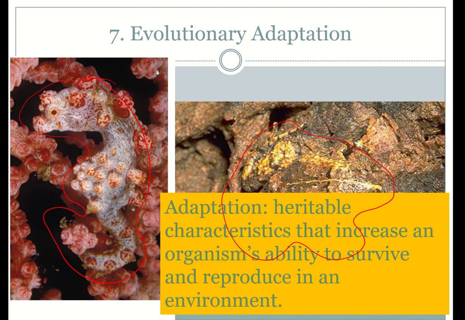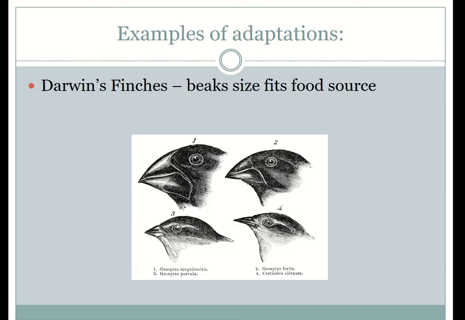So let's define what an adaptation is. An adaptation is any type of characteristic or trait that just allows an organism to survive and reproduce better in its environment. So something to keep in mind here when we're talking about change over time, I'm not talking about an individual organism changing, but I'm talking about a group of individuals or a species, a population of species changing over time.